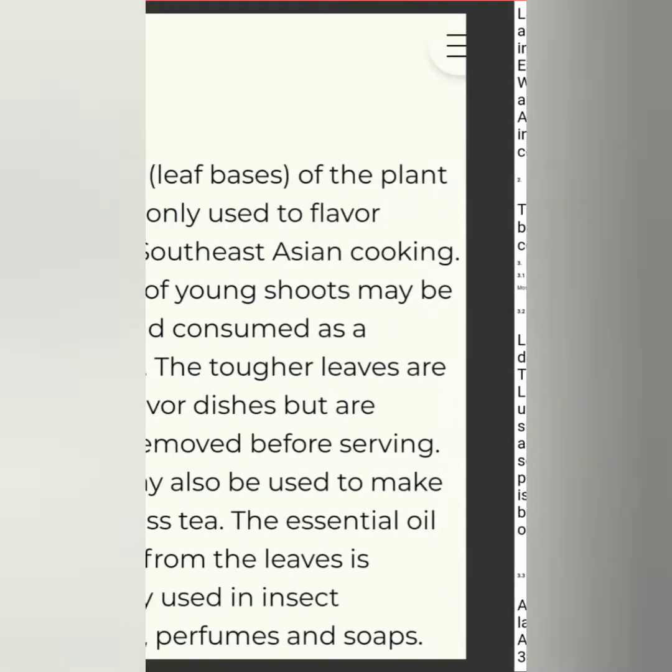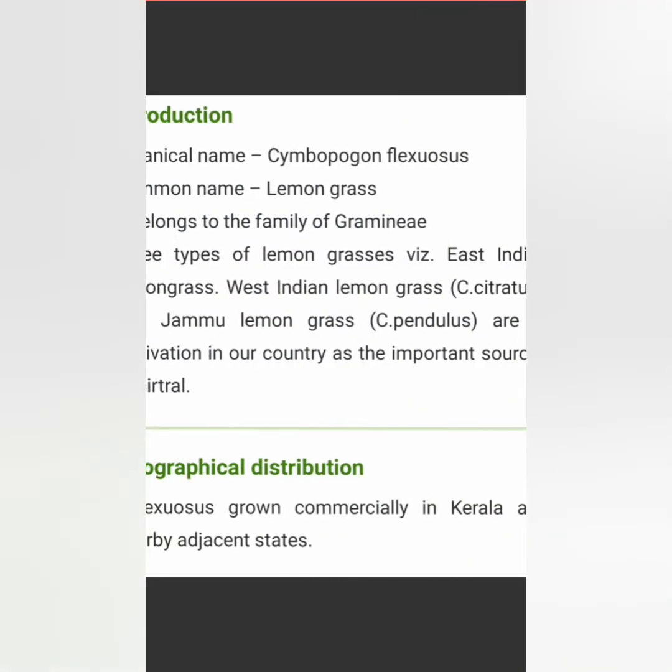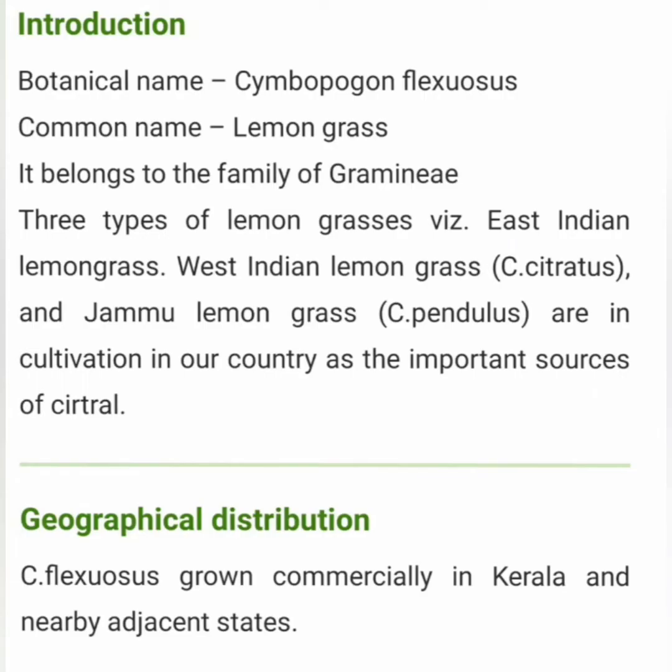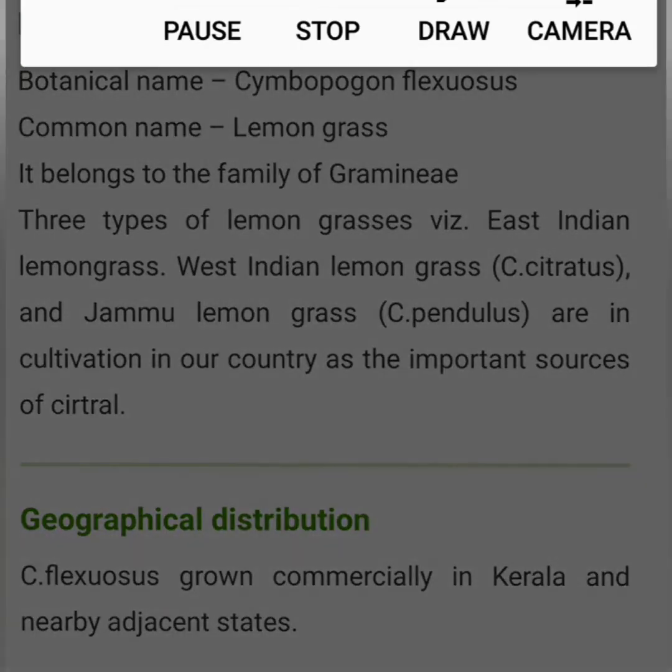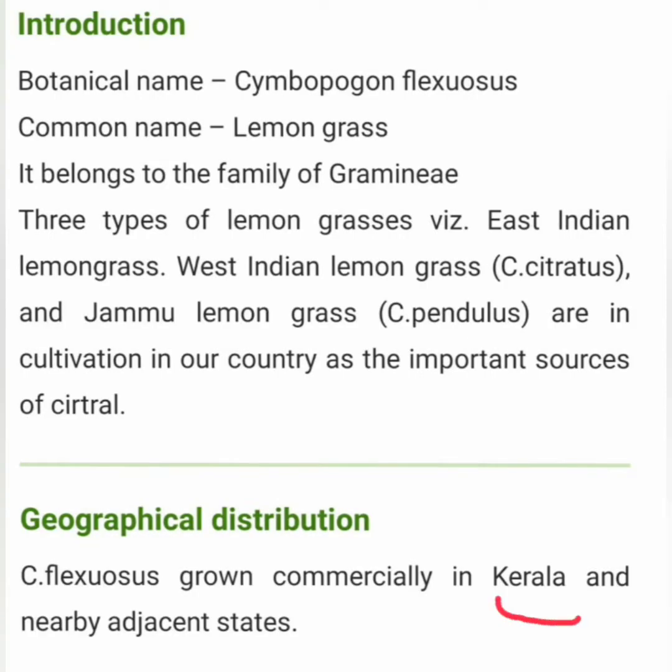Now we will come to the uses. You can see the geographical distribution in India. This particular species, Cymbopogon flexuosus, is grown commercially in Kerala. So in India it is grown commercially in Kerala and in nearby adjacent states.